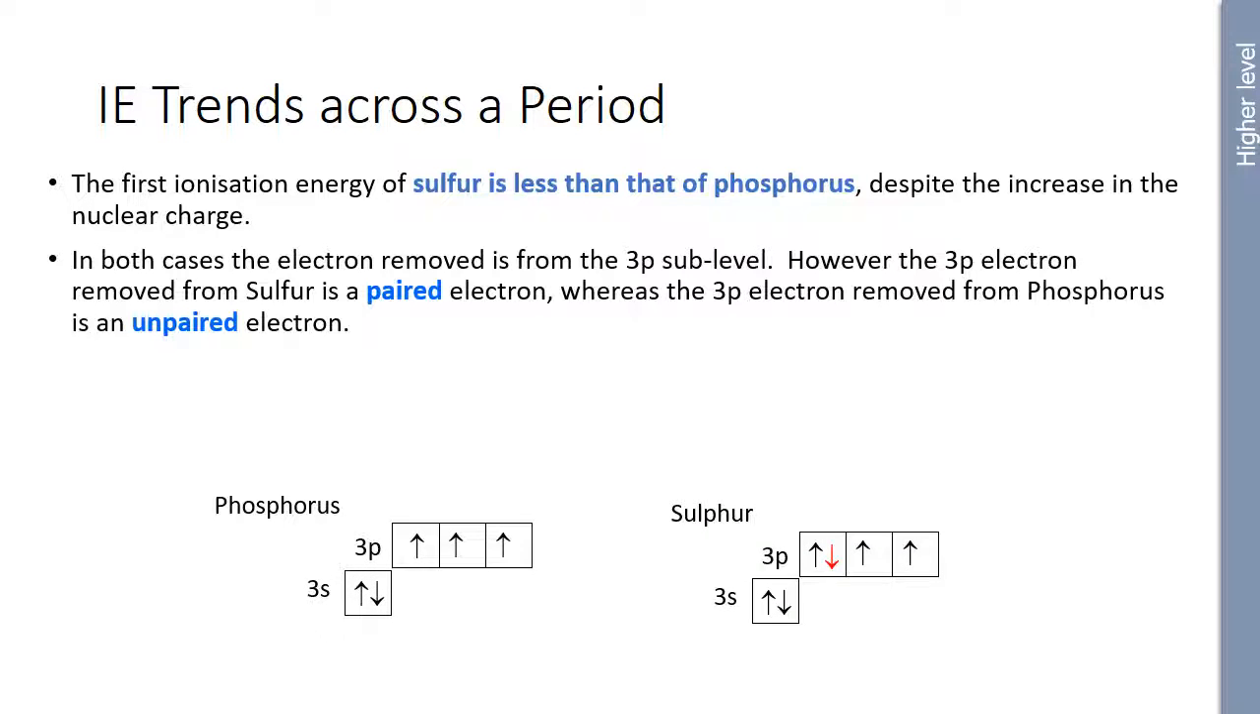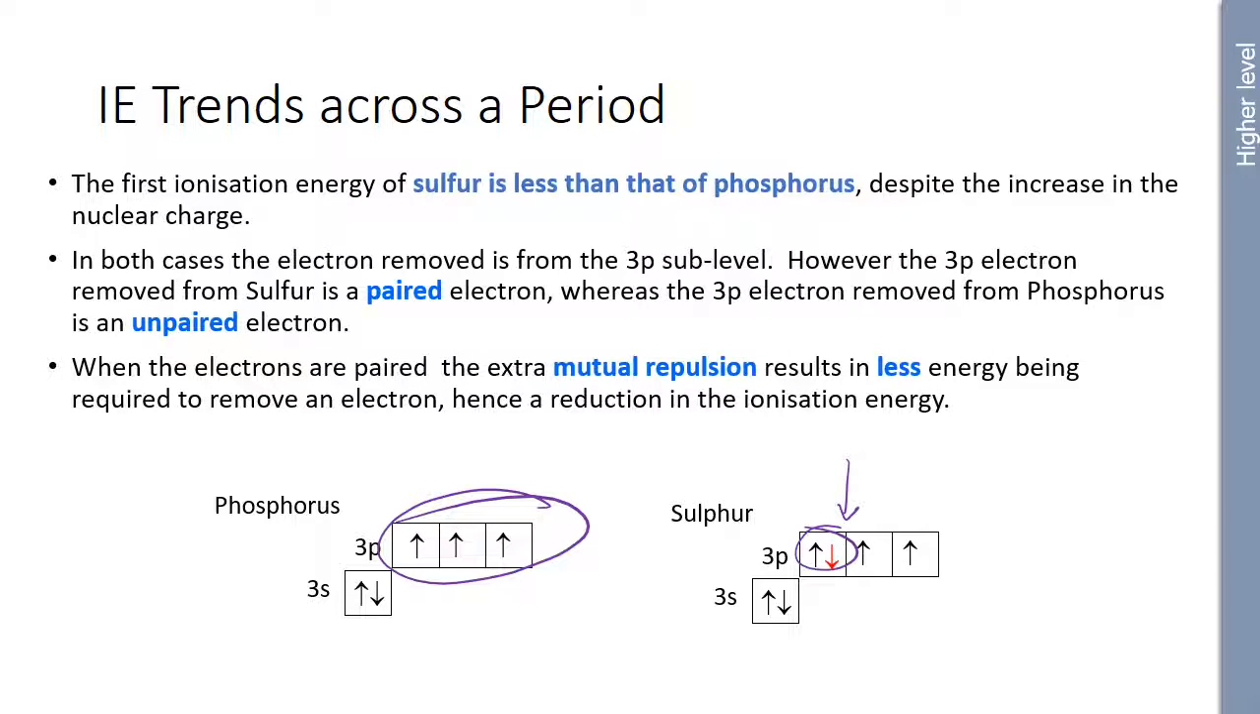So for phosphorus, here we have the 3 unpaired electrons in the p suborbital, and here we have this one paired up one. So when you start to remove this electron, that's actually what the atom wants, because it doesn't really like to have these paired electrons. That means that when the electrons are paired, the extra mutual repulsion of these two electrons in the same sublevel will mean that it requires less energy to remove the electron, hence the reduction in the ionization energy.